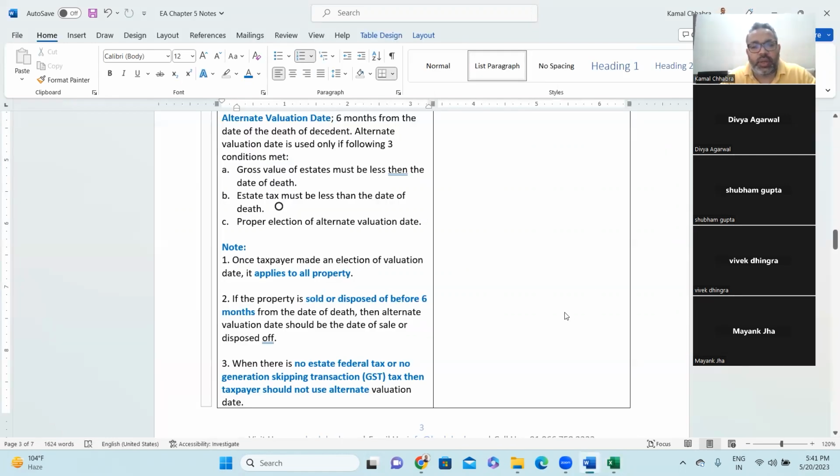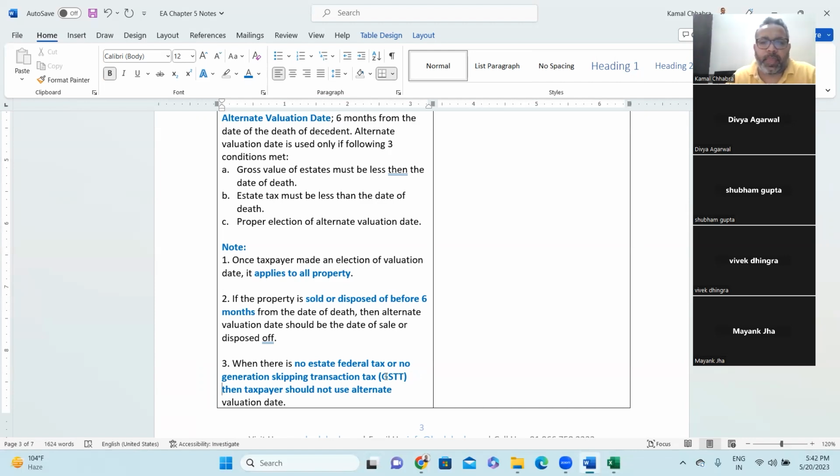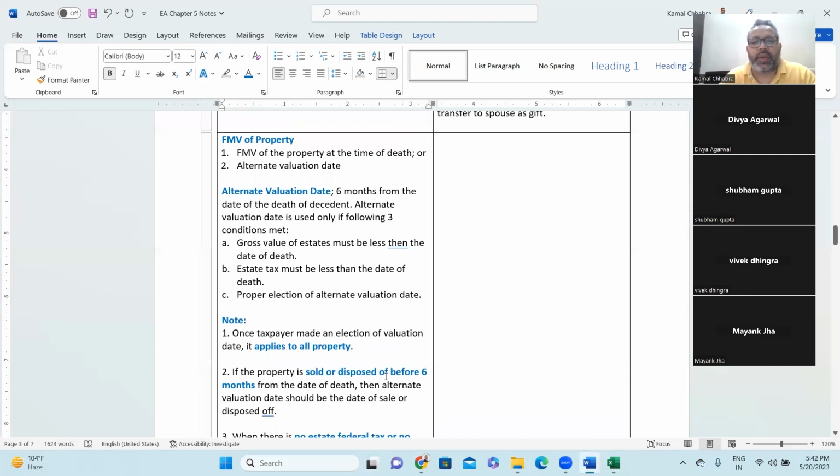When there is no federal estate tax or no generation skipping transaction tax, then the taxpayer should not use the alternate valuation date. If there is no tax liability, then why should you choose any date? So when there is no federal tax due or no generation skipping transaction tax due, the taxpayer should not use the alternate valuation date. So what is fair market value of property?